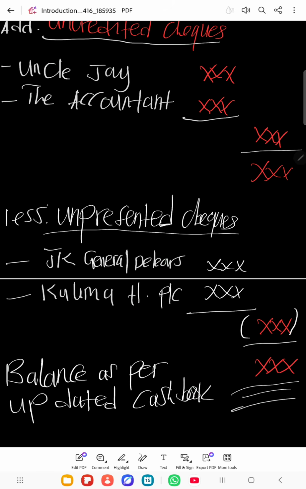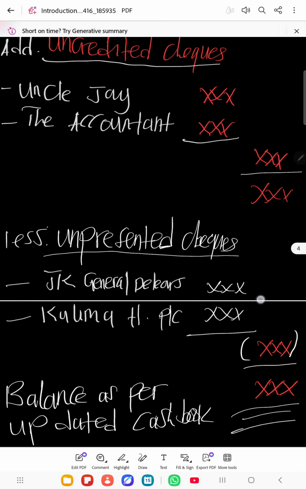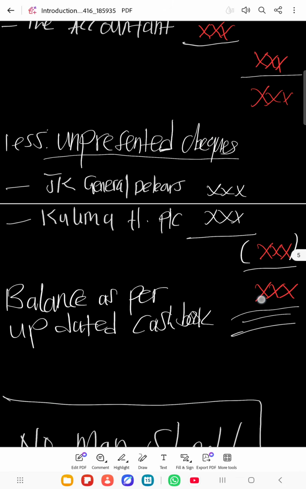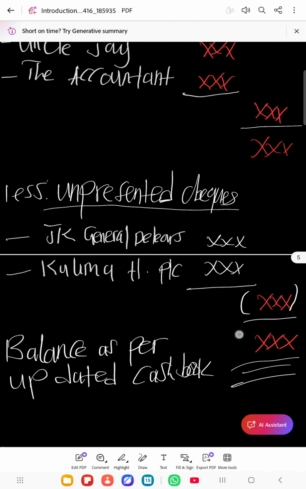So you have, in this case, I give an example, JK General Dealers and Kolima HPOC. Then total, again, I put it there, I subtract because you're saying less. And then you subtract from that. You should be able to get your balance as per updated cash book to prove that what you've done is correct. That's how you confirm.